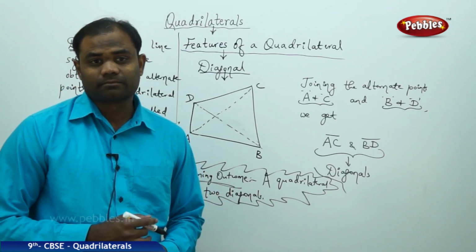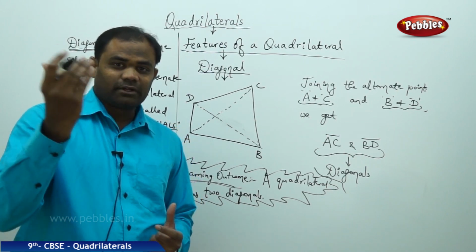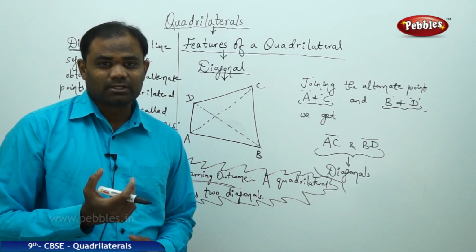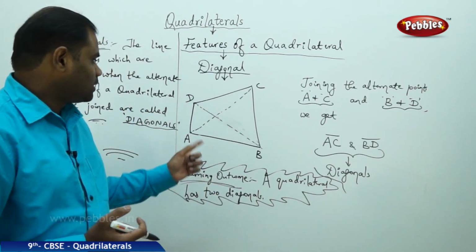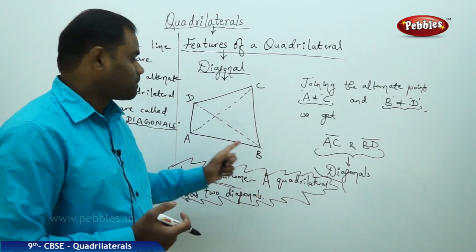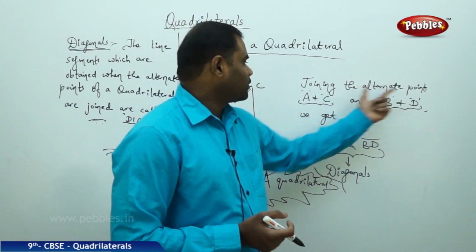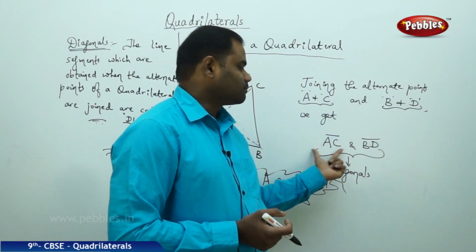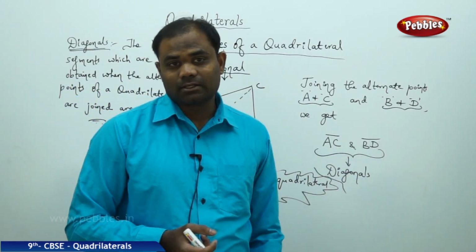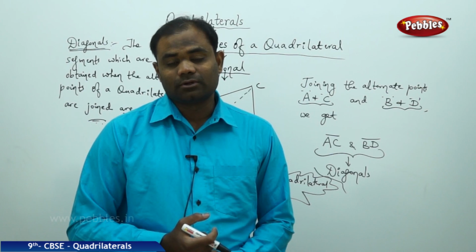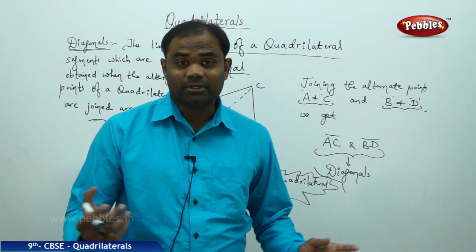A quadrilateral has always two diagonals. A triangle does not have diagonals because in a triangle, if I take the alternate vertices, I cannot draw a line within the triangle. But in case of a quadrilateral, I can join 2 points. I can get two lines which are formed by joining the alternate points A and C and B and D. So in my quadrilateral ABCD, AC and BD are the diagonals. There are two diagonals which are formed in the quadrilateral, AC and BD.